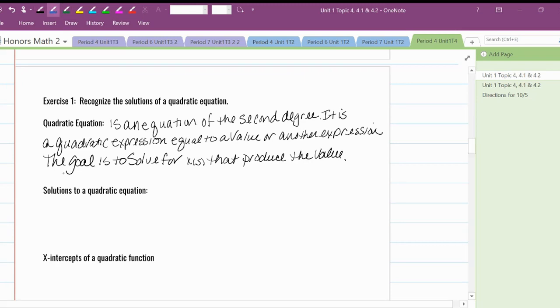So for example, if we have 2x squared minus 1 equals 31, we are going to be looking for the x's that satisfy that equation. Or I could have 2x squared plus x plus 9 equal to 0. I'm looking for the x's that I put in that expression that will give me 0. Make that a minus, actually.